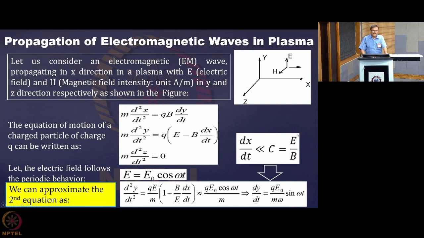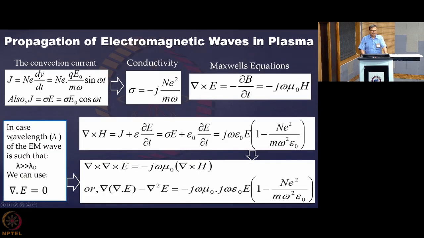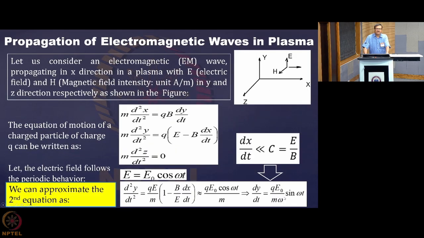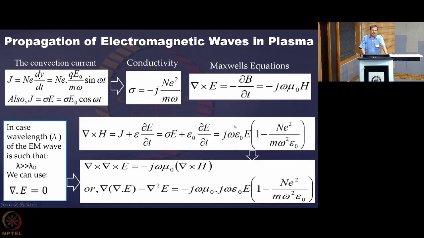Now the issue is that in the next step, J is equal to NeV. So J is the current density in the y direction, and that is Ne into dy/dt. In the previous slide we obtained dy/dt equal to q0 by m omega into sine omega t. We used that here and got J equal to this expression, and on the other hand we also know that J is equal to sigma E, and we compared these two and got this equation.